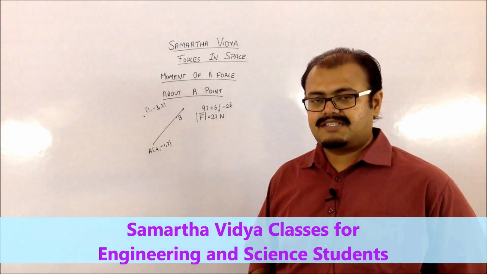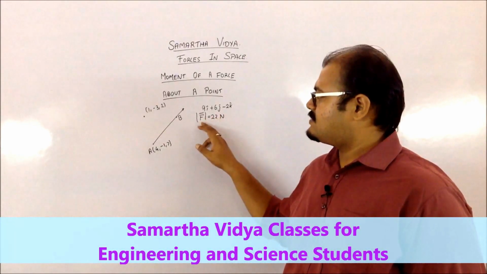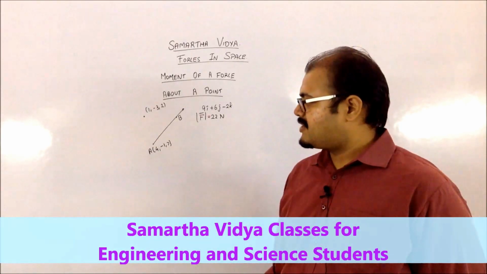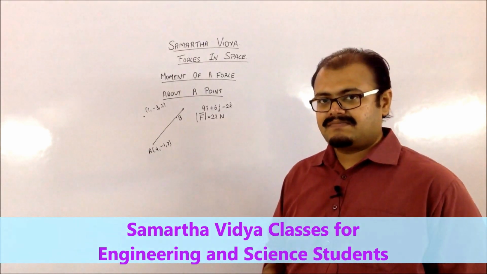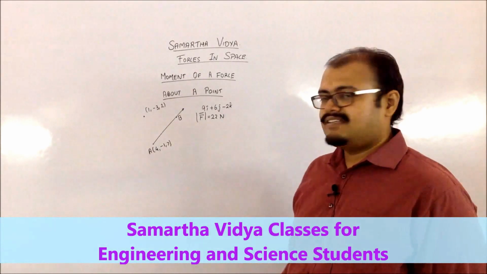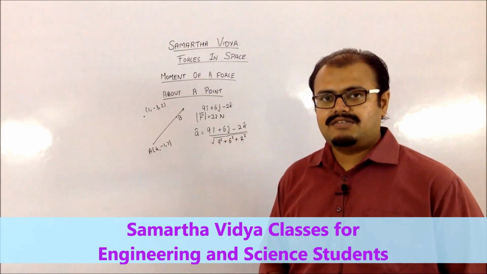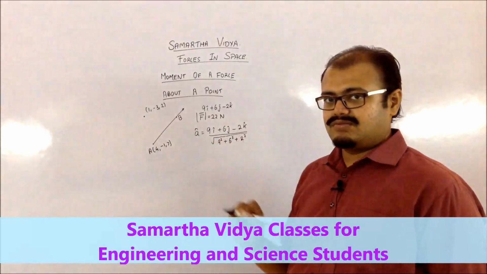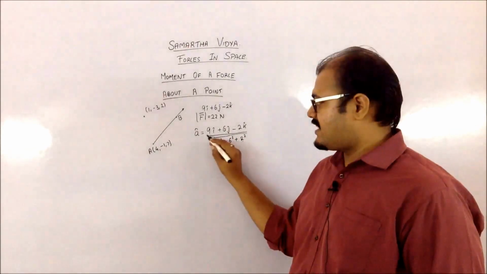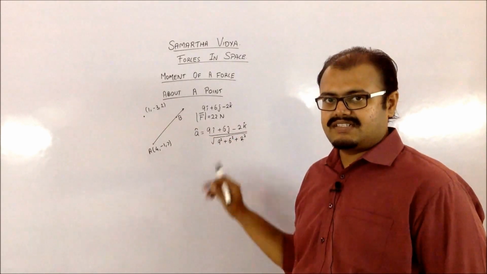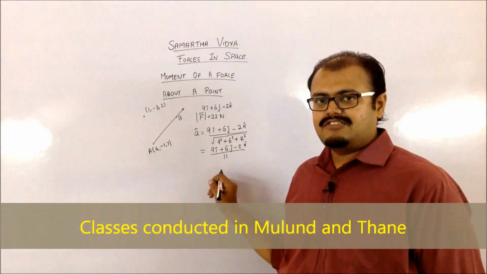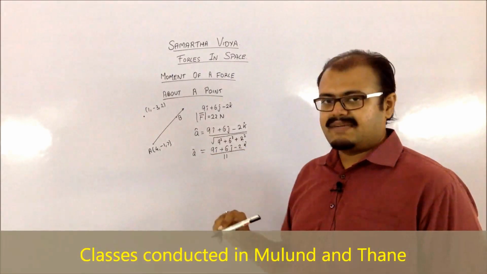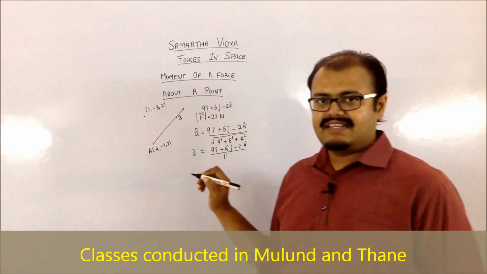So let us have a look at this particular problem which is given to us. We have a force with a magnitude of 22 newtons. It is passing through the point (4, -1, 7) and it is parallel to this particular vector. So what we need to do is find the unit vector of this vector, which is 9i plus 6j minus 2k divided by the square root of the sum of the squares of the coefficients. After calculation you will get the unit vector as 9/11 i cap plus 6/11 j cap minus 2/11 k cap.